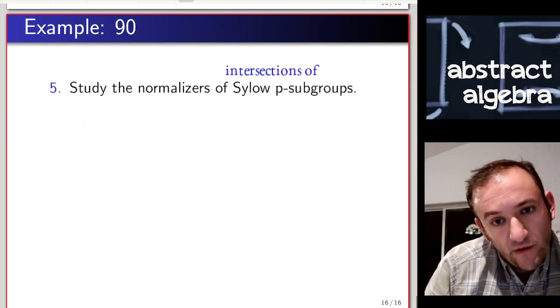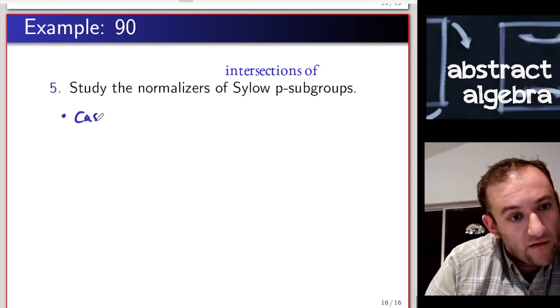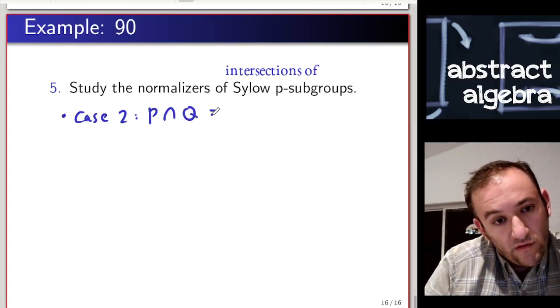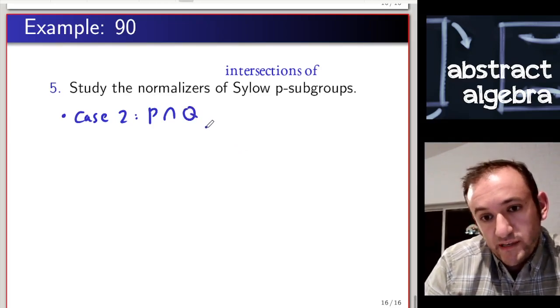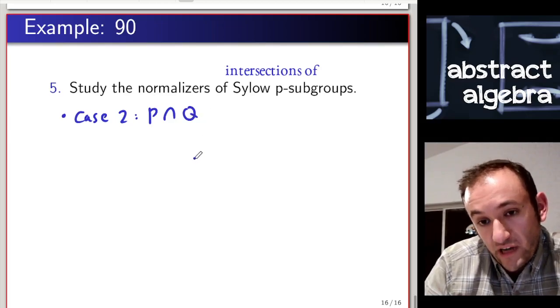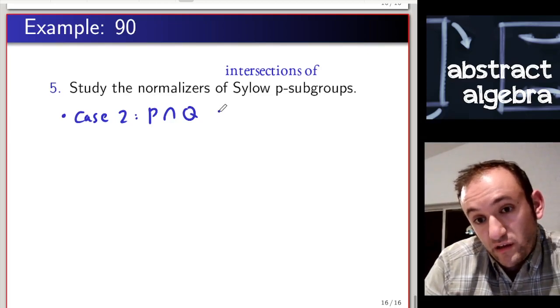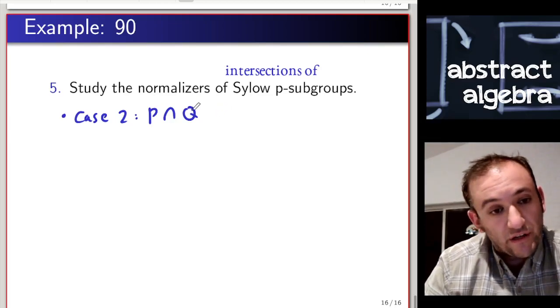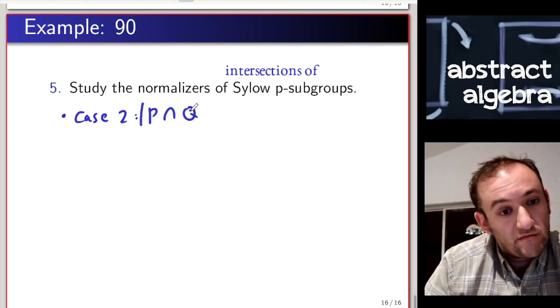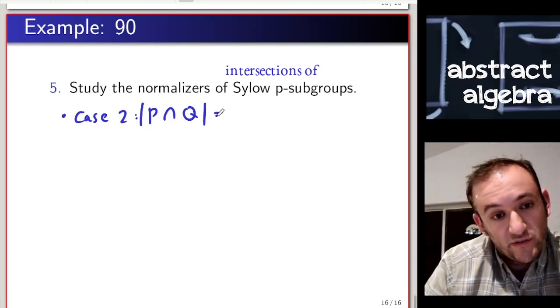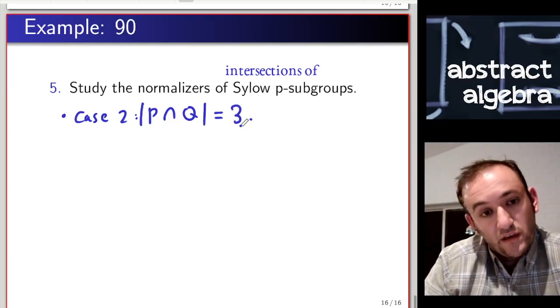So we're considering where P intersect Q is non-trivial. Because they're distinct groups, both of order 9, their intersection could be of cardinality 1, 3, or 9 by Lagrange. But if it was 9, they would be the same group, which would be a contradiction. If it's 1, that's what we already covered. So this intersection has to be of size 3.